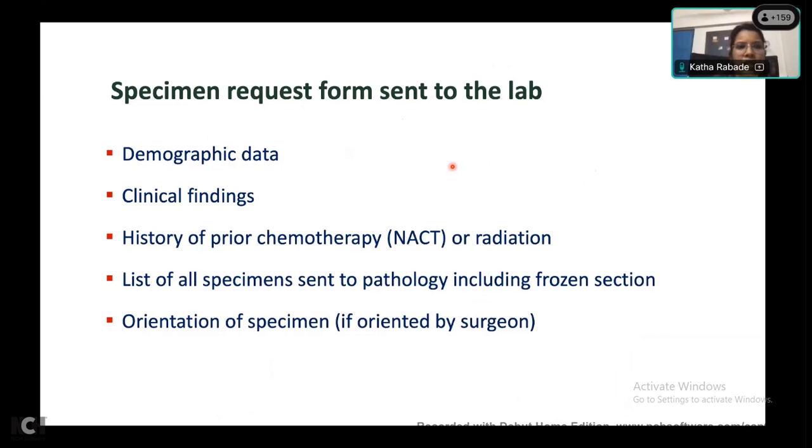It has the clinical details of the specimen. There is a mention of any prior chemotherapy or radiation that was given to this patient. The requisition form must contain a list of all the specimens that are sent to the pathology lab, including the frozen section specimen, and the orientation must be provided by the surgeon.